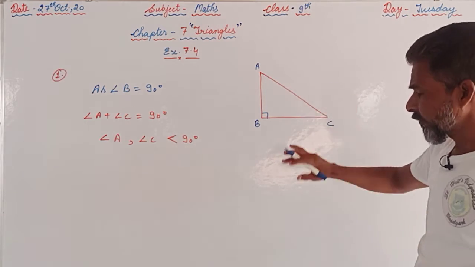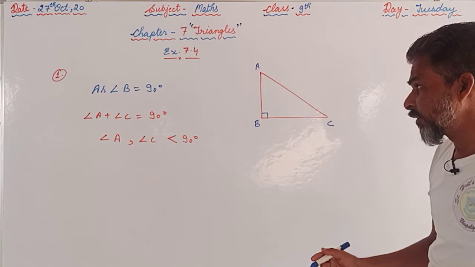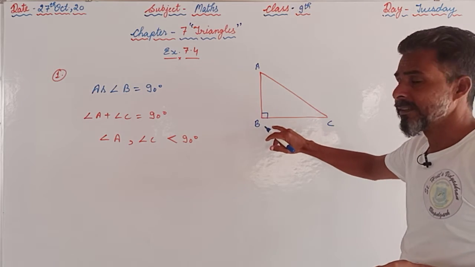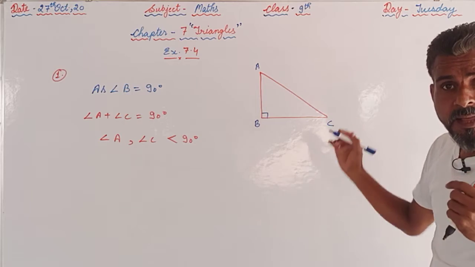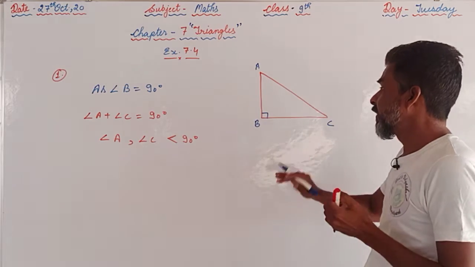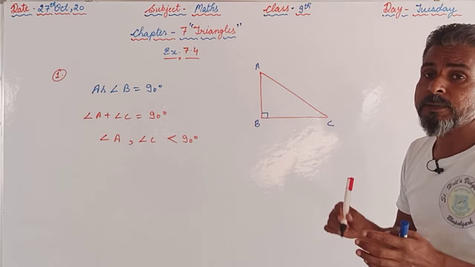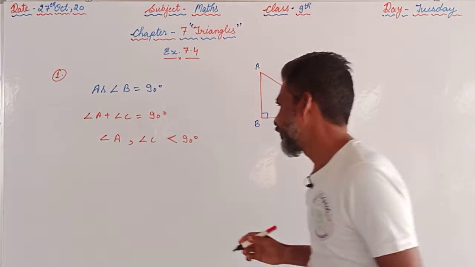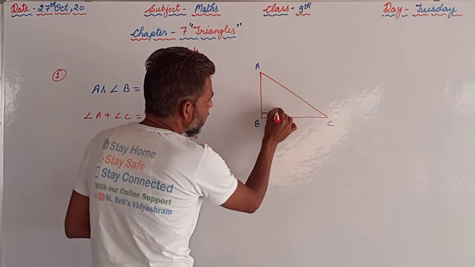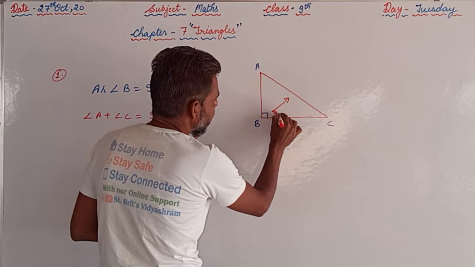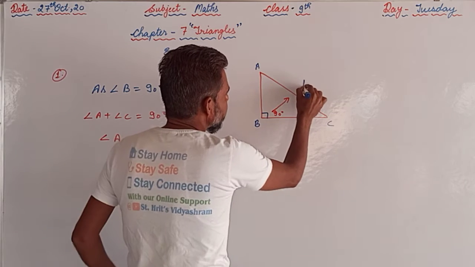So after that we can conclude that angle B is the largest angle, and we know that the side opposite to the largest angle will be the longest one. So the side opposite to the 90 degree angle is the hypotenuse.